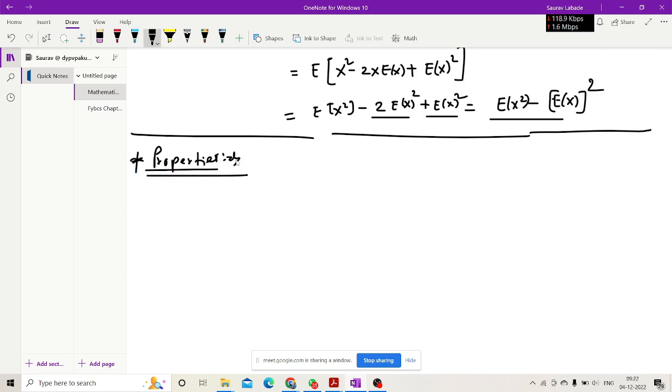Properties. So the first property is the variance. Variance of the constant is zero. Okay.